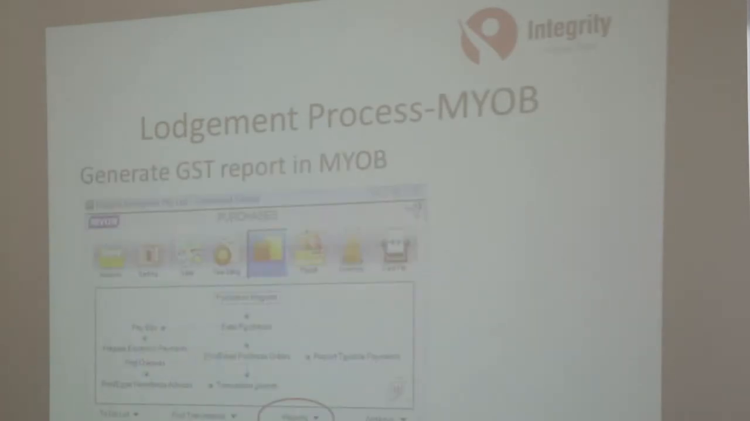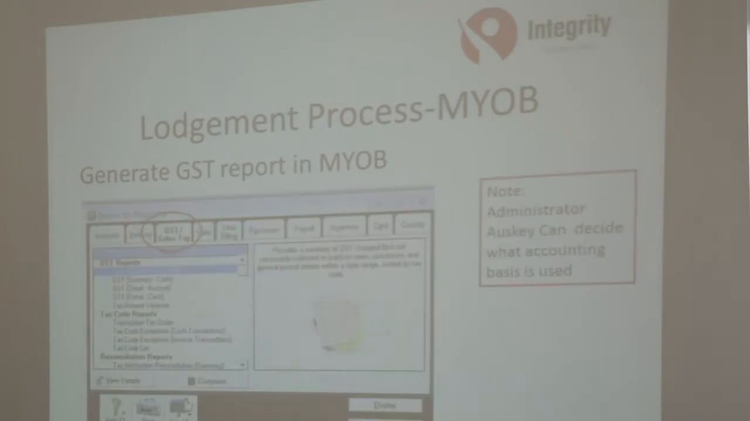So in MLB, we generate all the GST and PAYG reports in the reports function. We click the button here, and it will show us this window. In this window, we click GST. So here is the place where we can choose accrual or cash basis. For the summary report, the first report we have seen, we click this button and we can see that one.